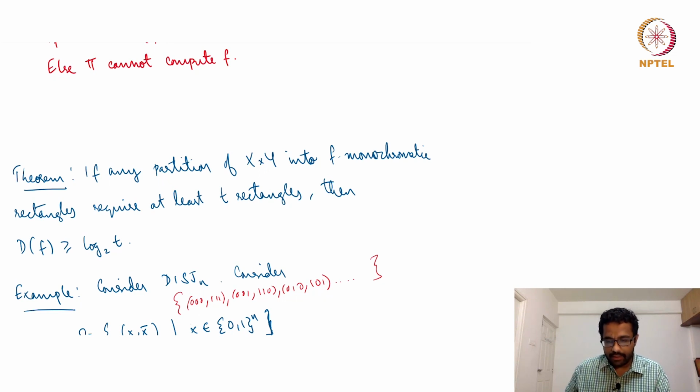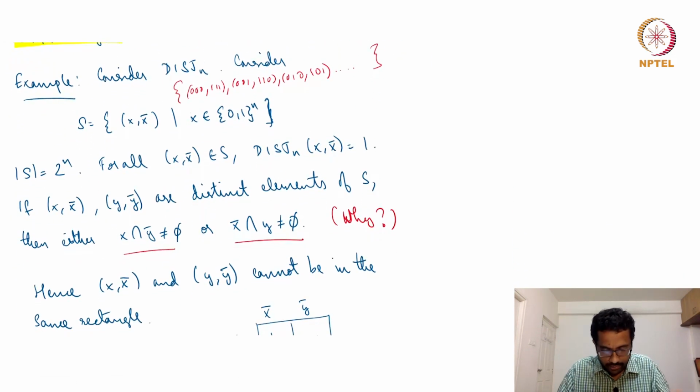So that is the statement here. If any partition of the matrix X cross Y for F into F monochromatic rectangles requires at least t rectangles, then D(F) is at least log t, right? In fact I can say it is the ceiling of log t, because you cannot have half bits of communication.